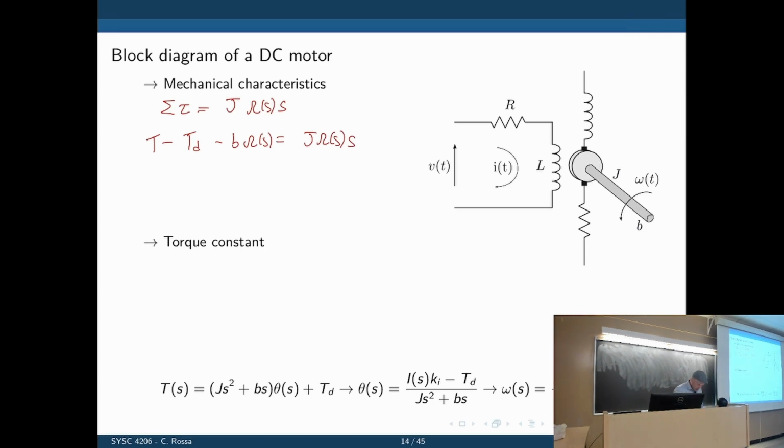So we can do the same exercise we did before. T minus TD equals omega of S times Js plus B, from which the speed is the difference in the applied torque minus the load torque divided by Js plus B. Okay, nothing new here, I hope.